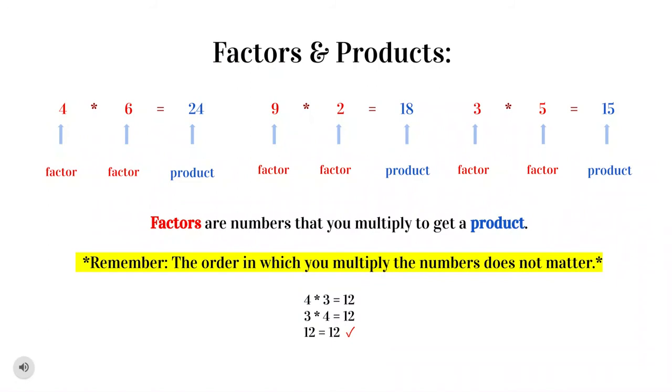Factors and products. 4 times 6 is equal to 24. What are the factors and what is the product? The factors are 4 and 6. The product is 24. Factors are numbers that you multiply to get a product. And a product is the answer to any multiplication problem. And remember, the order in which you multiply the numbers does not matter.